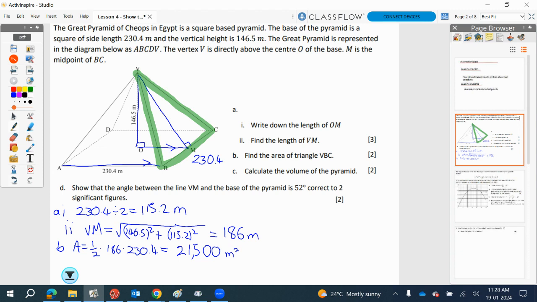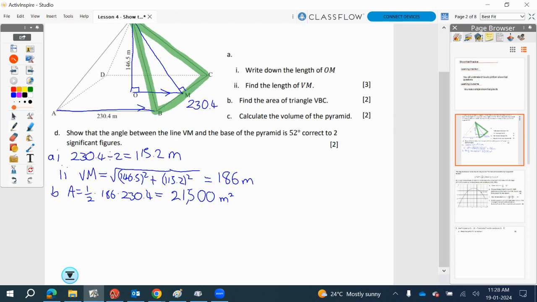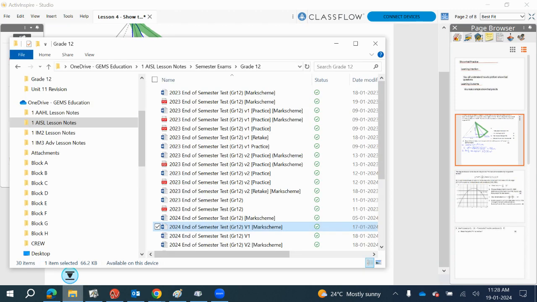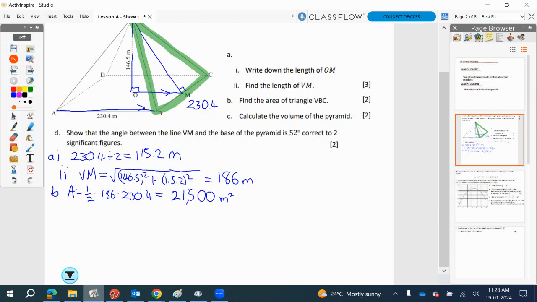Try and stay on the math conversation, not drifting off constantly about other things. Okay, so C, volume of the pyramid. So let's check the formula booklet. Open up your formula booklet. Volume of a pyramid.